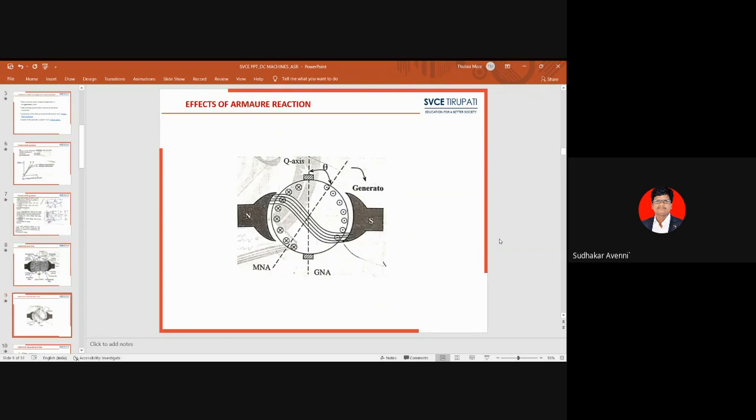See here, there will be some angle theta. The MNA, magnetically neutral axis, is shifted from the GNA. What is meant by the MNA? This axis is perpendicular to the main field flux. GNA is the geometrically neutral axis, and this axis is perpendicular to the main field poles. So these are the two axes, MNA and GNA, very, very important.